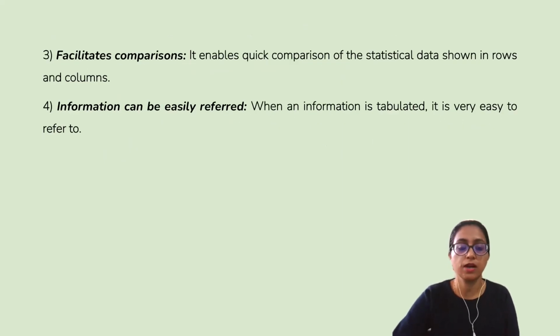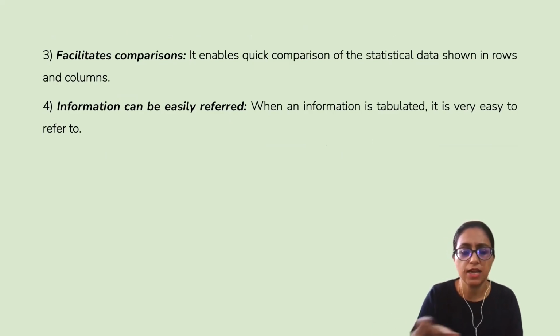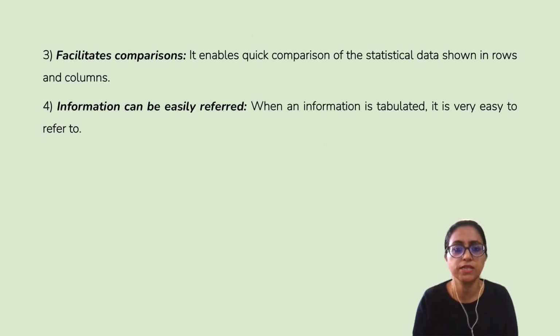Okay, then we come to comparison. Okay, so when the data is in the form of rows and columns, you can easily compare the two rows. Okay, for example, you can find out the percentage, you can find out the fraction. So you can find out, okay, in this attribute, this person has more marks or this person has less marks. So comparison can be made, and information can be easily referred to. You can easily refer to the information when it is in the form of tables.